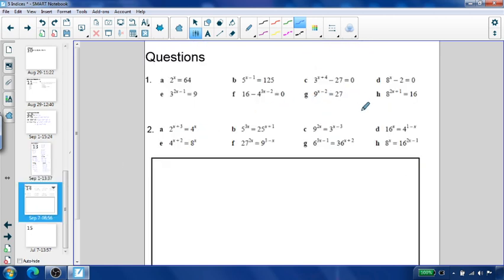Now I've covered some examples on solving equations. I want you to have a go at these questions. These feature in the notes. So this will be the end of the video once you've had a go at these questions.